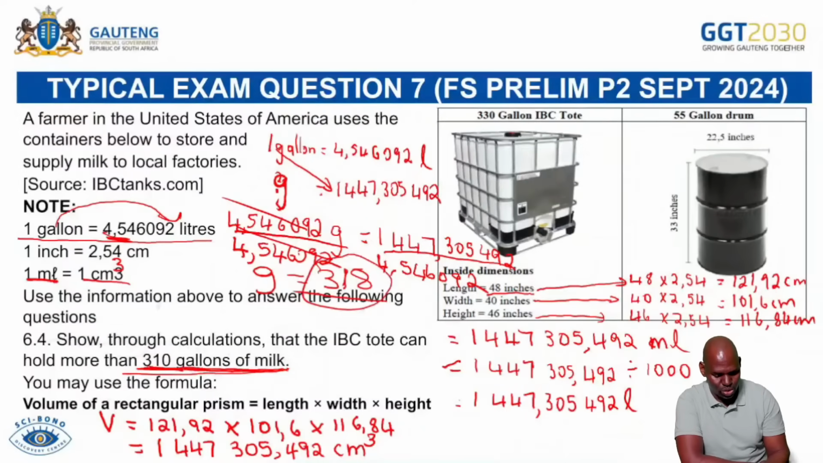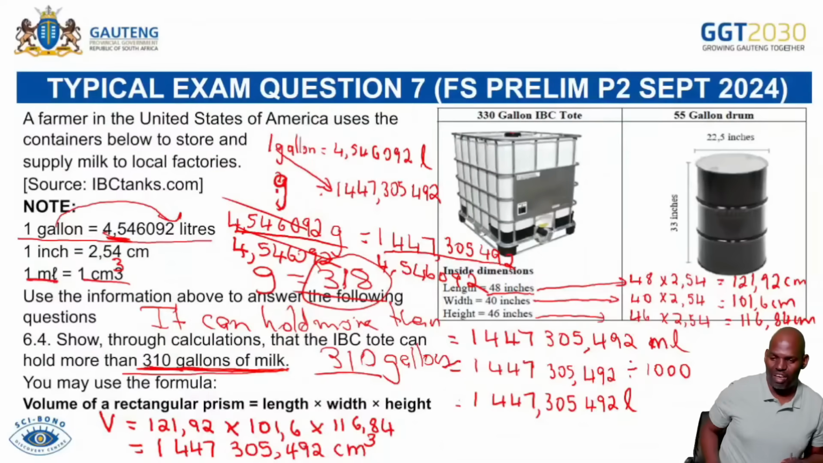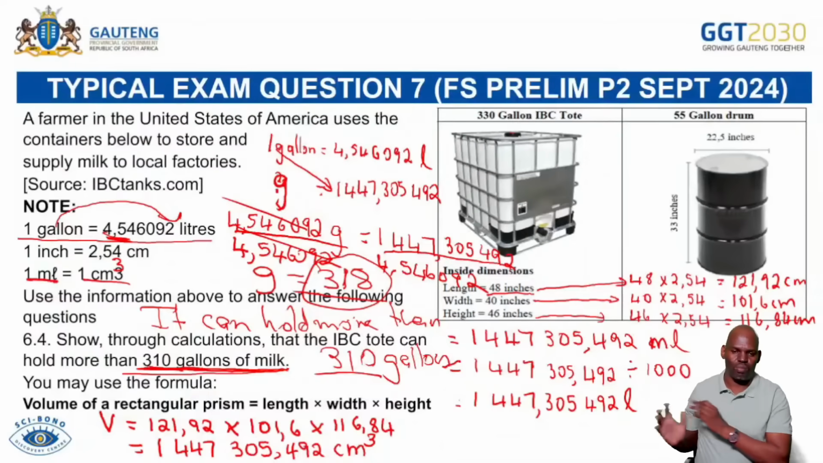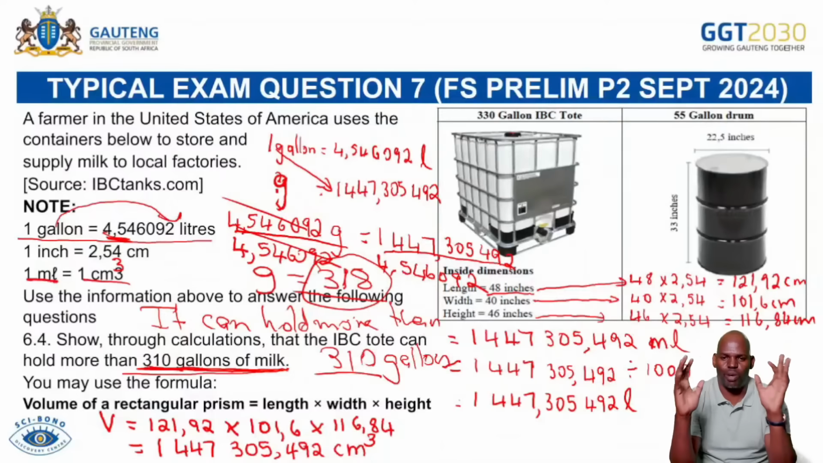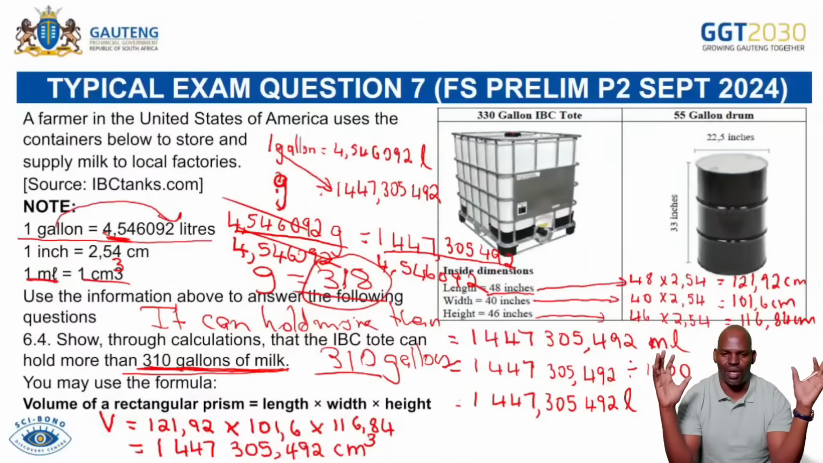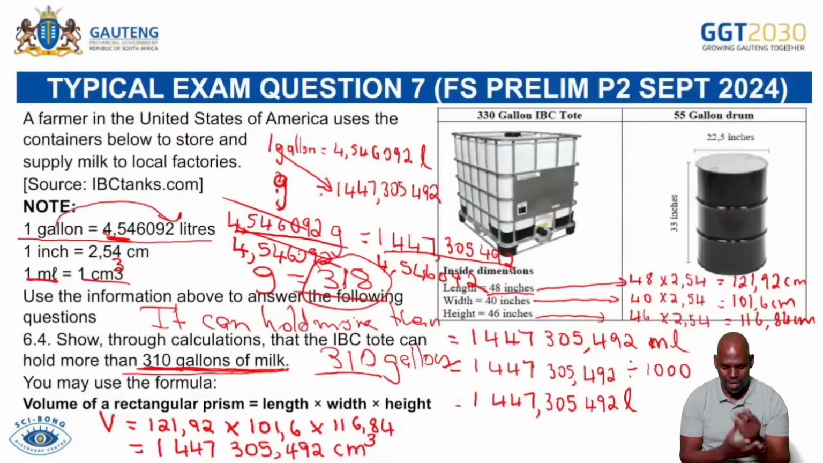Okay, so you need to indicate it can hold more than 310. More than 310. That statement is very important. 310 gallons of milk. So you have to indicate that. If it was less, you would indicate that it can't hold more than 310. It can actually hold less. But in this case, we can see that it can hold more. Okay. So it's also one of those long questions. Unfortunately, as much as you would expect to get the easiest questions in the question paper, there will also be those challenging questions. So you must also be ready for that.